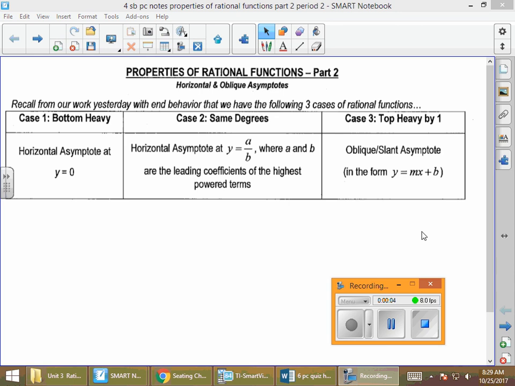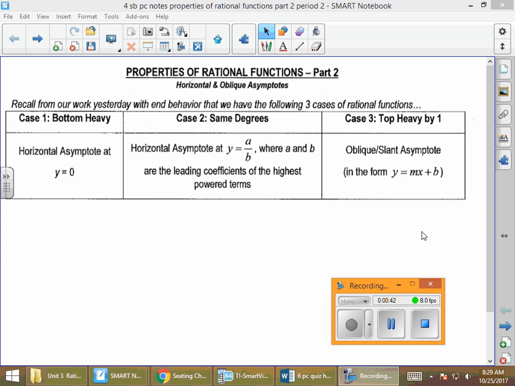Today we're continuing our discussion of the properties of rational functions, part 2. More specifically, what we're looking at are the horizontal and the oblique asymptotes. We still have examples 3 and 4 to discuss, but I want to point out again that if we have a bottom-heavy function, where the degree in the bottom of the fraction is bigger than the degree of the top of the fraction, we will automatically have a horizontal asymptote at y equals 0.